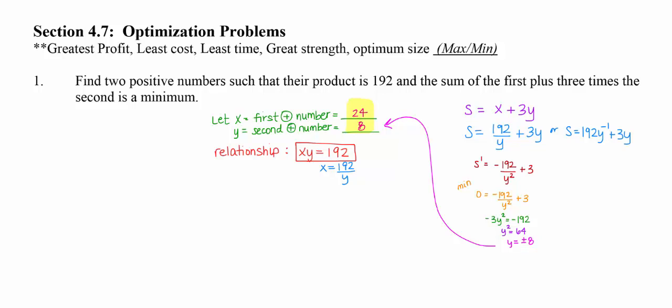Hi, and welcome to a video on optimization for Calculus 1. In this section, we're going to talk about how to determine, for example, in an application problem, what our greatest profit might be, least cost, least time, greatest strength, optimum size, least distance, maximum distance, things like that.